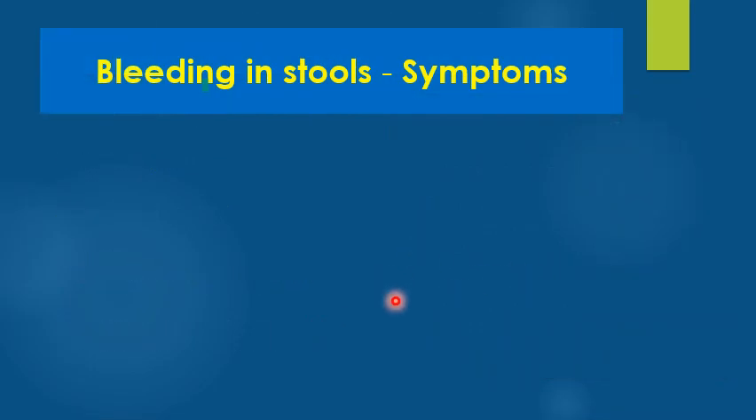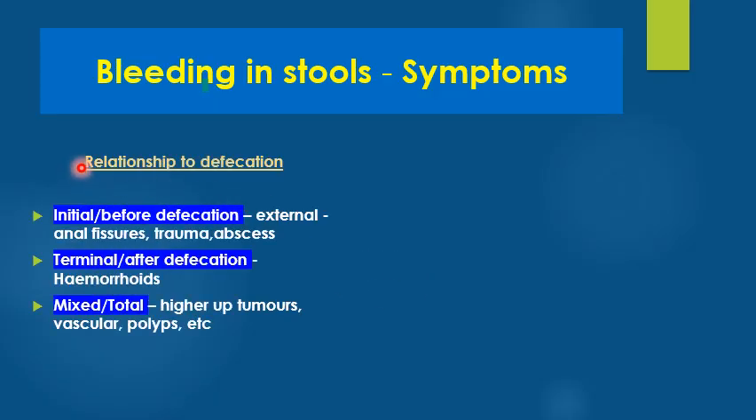Now, what are the symptoms of a patient with lower GI bleeding? Bleeding in the stools. You must describe it in the detailed history of the patient. You must be able to determine these three factors of hematochezia. Is the bleeding initial, that is before defecation? These are usually due to external causes such as anal fissures, traumas, and fistulas or abscesses. Terminal hematochezia, that is bleeding after defecation, and the classical and most important cause is hemorrhoids.